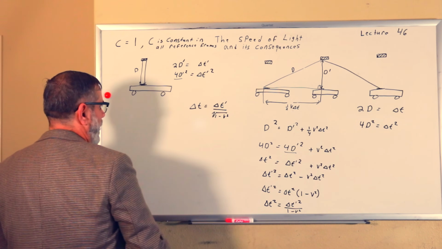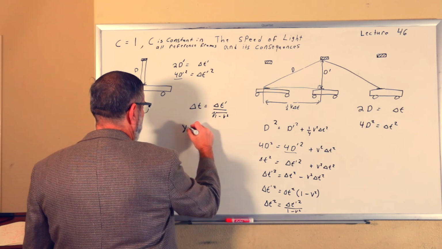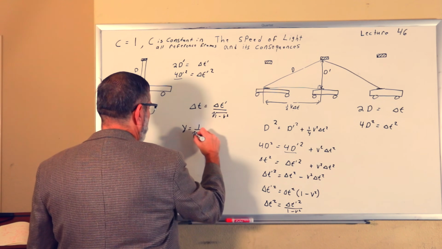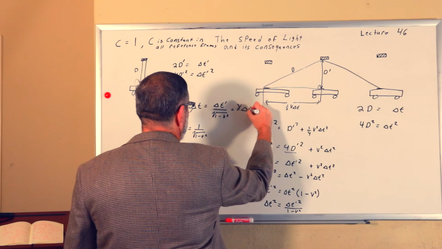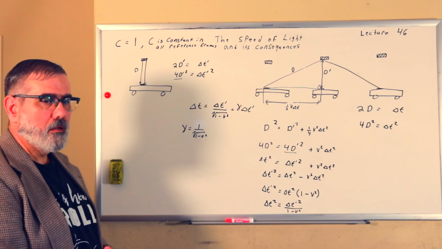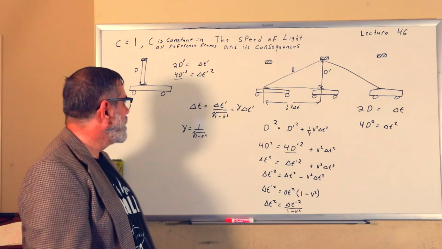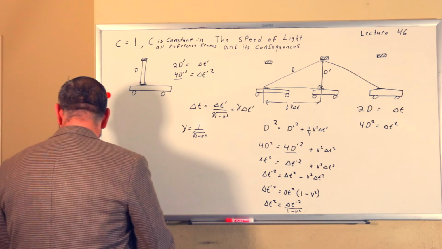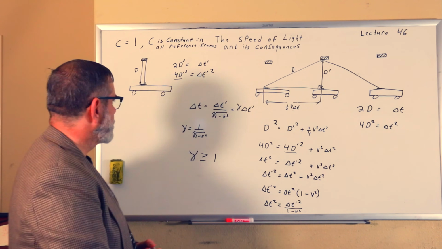But as we get close to that, right? So, typically what we do is we use this factor here. Gamma is equal to 1 over the square root of 1 minus v squared. And so we can write this as gamma delta t prime, okay? We call this factor gamma, all right? And the behavior of gamma is that gamma is always greater than or equal to 1. So what is that telling us?